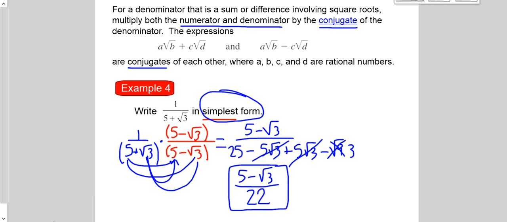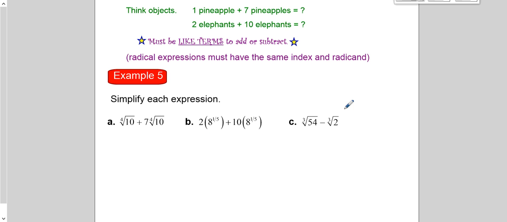All right, adding and subtracting expressions with radicals. Okay, think objects. 1 pineapple plus 7 pineapples is 8 pineapples. 2 elephants plus 10 elephants is 12 elephants. Good. So far, so good, right? They must be like terms to add or subtract.